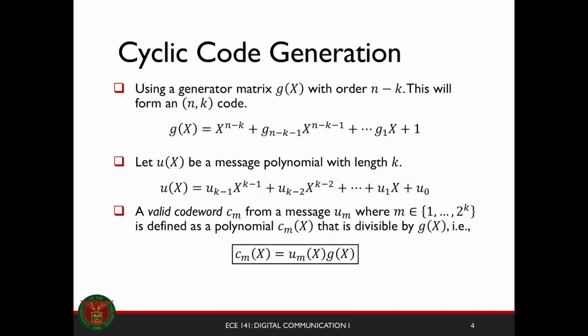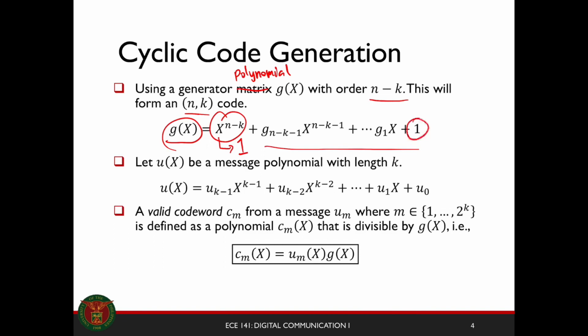Okay. So how do we generate code words? For linear block codes, we have the generator matrix, and to check if a code word is valid, we have the parity check matrix. For cyclic codes, we have the generator polynomial. The generator polynomial has order n minus k, which will form an (n,k) code. That would mean that your g of x should have degree n minus k. If its degree is n minus k, then the coefficient of the most significant bit should be 1, as you see right here. And the others are all arbitrary, except for the last one, which should be plus 1.